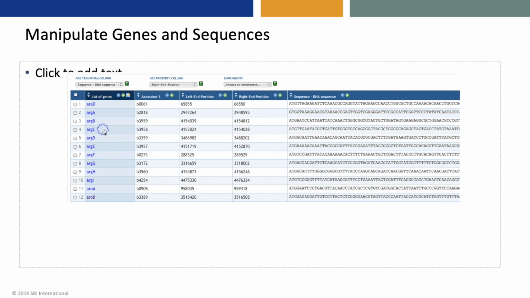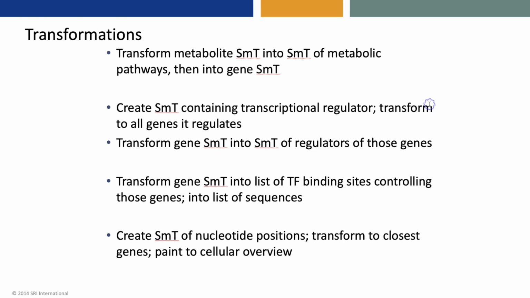Back to a gene smart table, we're now showing an accession number, the genome coordinates of the gene, and the nucleotide sequence can be shown in the smart table. And then transformations allow us to compute a new column based on computed relationships within the database. For example, we can take a metabolite smart table, transform it into a set of pathways, and then into a gene path smart table for all the genes in each pathway.